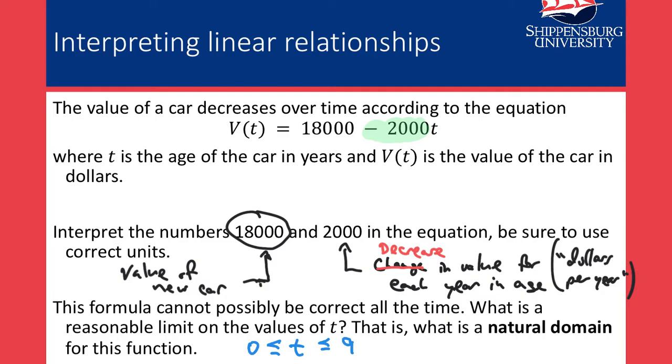And the reason for that is because V of 9 is 0. So you're basically saying that when the car is 9 years old, it's worth nothing. So not only is that probably not exactly true, but it certainly means that V of 10 and V of 11 don't make any sense. There's no way that a car could have negative value.